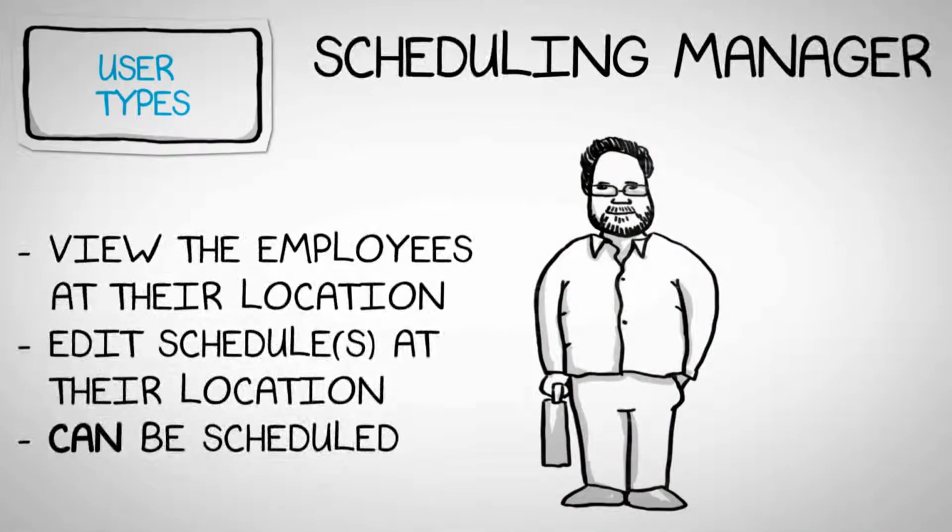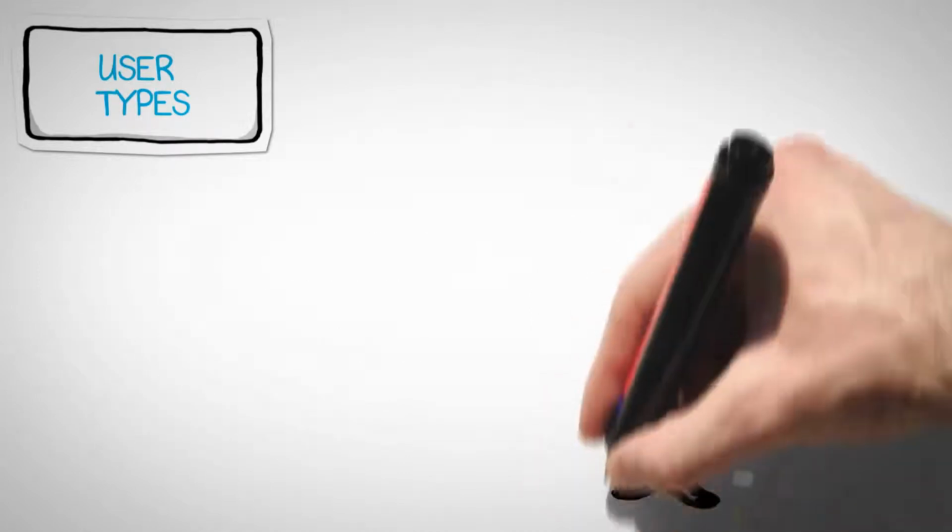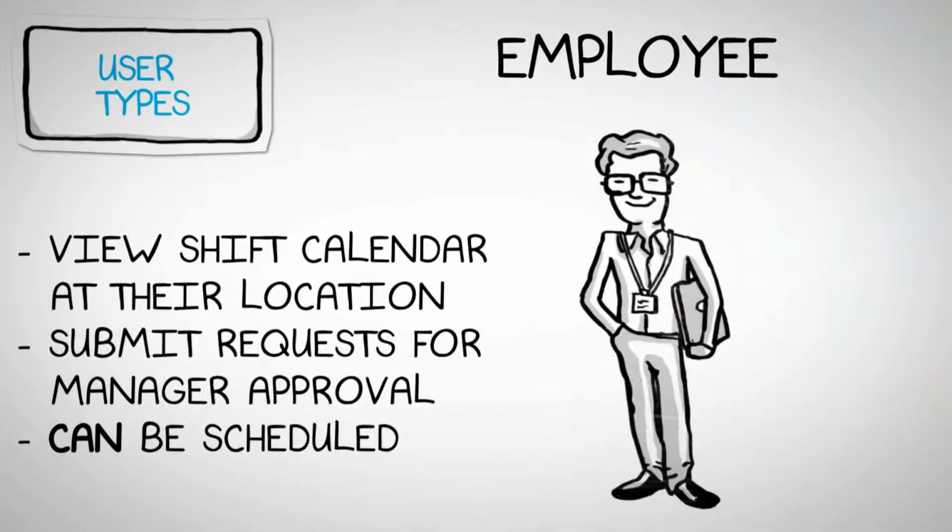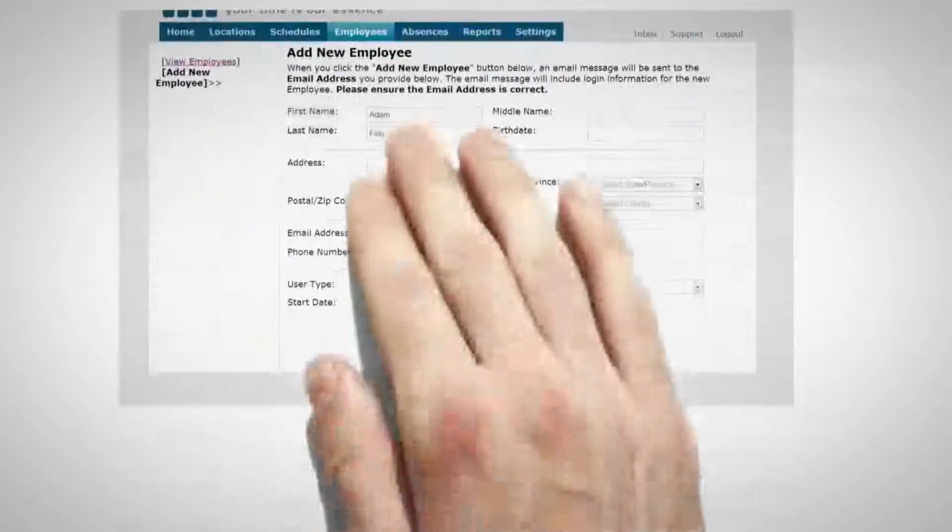Scheduling Manager, access to view employees and requests at their location, ability to edit schedules at their location or locations, no assignment functions, and can be scheduled. Employee, access to view their shift calendar at their location or locations, submit requests, and can be scheduled. Once you have selected their user type, click Add New Employee.